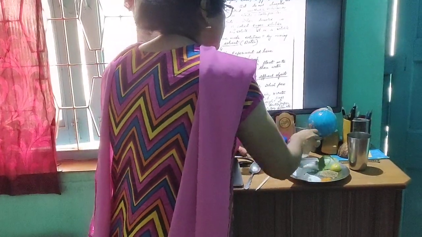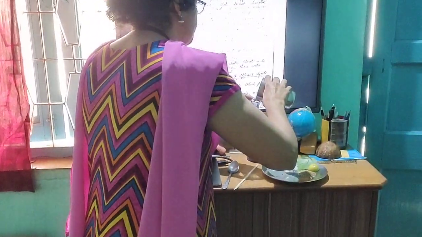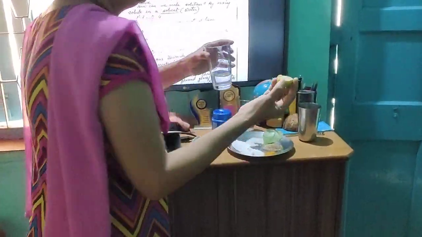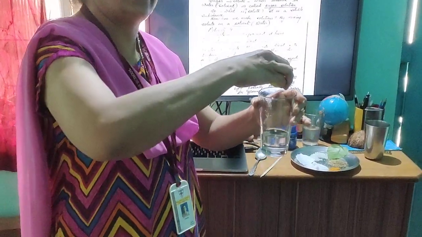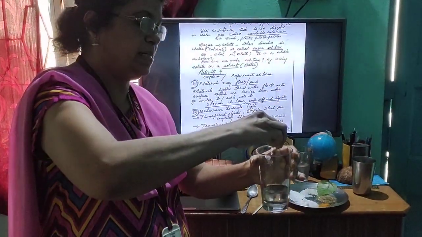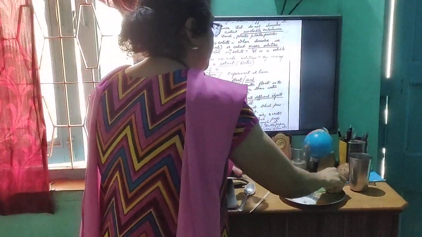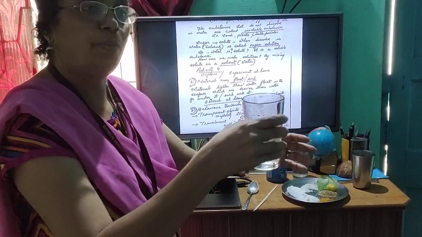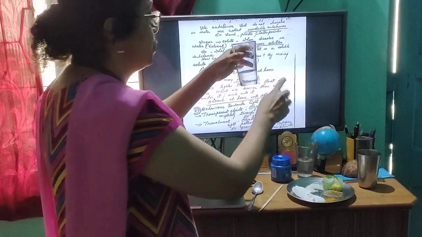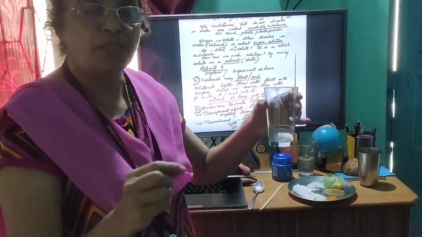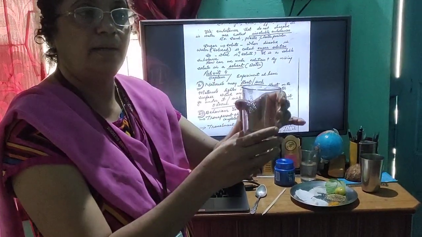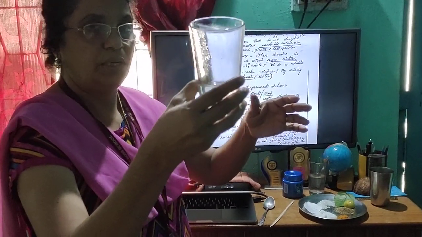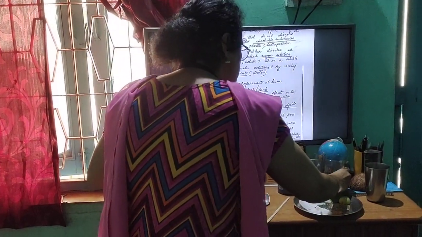Now what about lemon juice? Take water, take a lemon and squeeze it. Now you know it will mix very well in the water. So all these are soluble substances. So what did I make now? Sugar solution I made, salt solution I made, and this is lemon water. So this is all soluble.